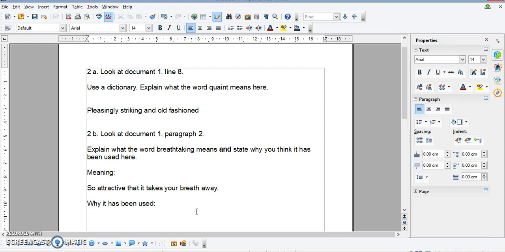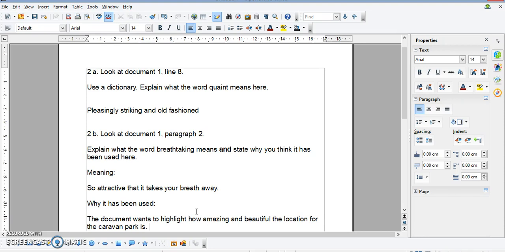Okay, so my gut reaction on this, because this is an advert, because I know that the purpose of this text is to try and sell me something, to try and get me to go to this caravan site, I'm thinking the reason why breathtaking's been used here as an adjective is because they want to really highlight how beautiful this place is. So I'm going to put that down, or words to those effects.